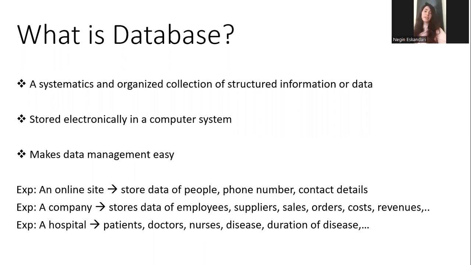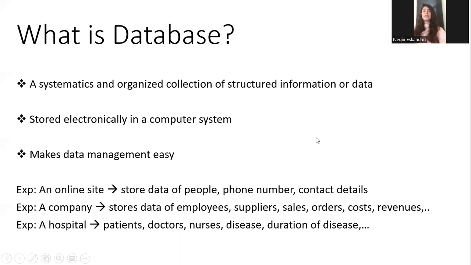For example, you have a site and you want to keep all the information needed in future. You organize data and keep them in a database. Which data are useful in future? For example, in your site, you should keep all information of people, phone number, contact details, orders, or if you have a company, you should store information of employees, suppliers, sales orders, costs, revenues, or if you have a hospital, you should keep all the information of patients, doctors, nurses, disease, duration of disease, and etc.